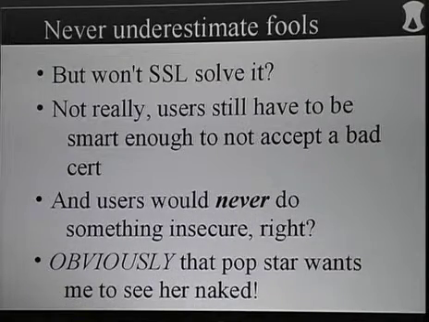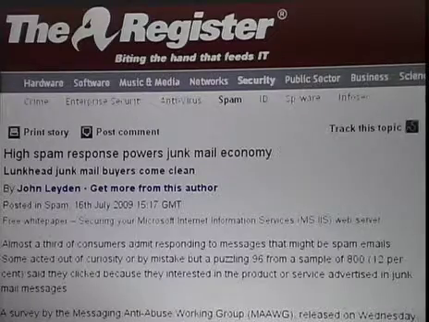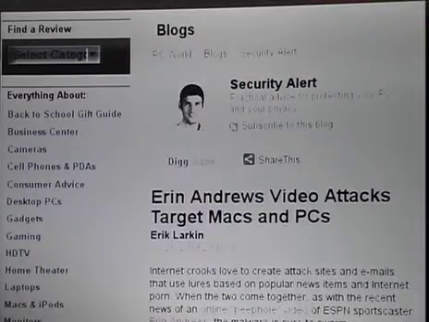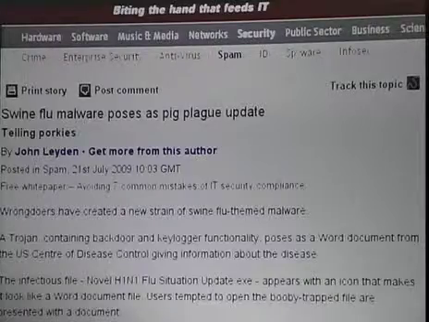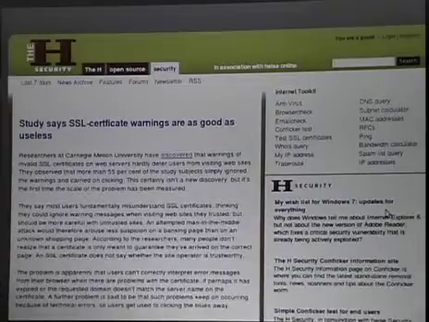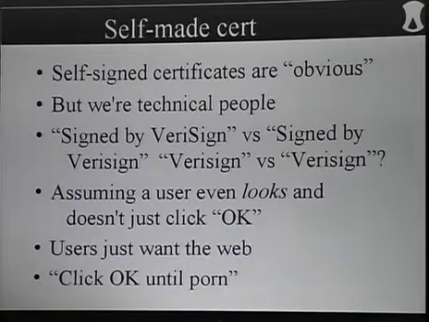Won't SSL solve it? Well, no, because your users really don't make good decisions when presented with a decision. Obviously, that pop star wants me to see her naked. Why would she send me an email otherwise? I'll click that. And I mean, users would never make bad decisions about things, right? I mean, that wouldn't be a nice historical pattern of behavior.